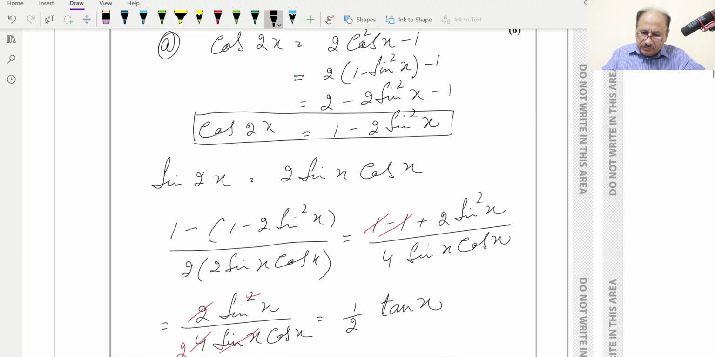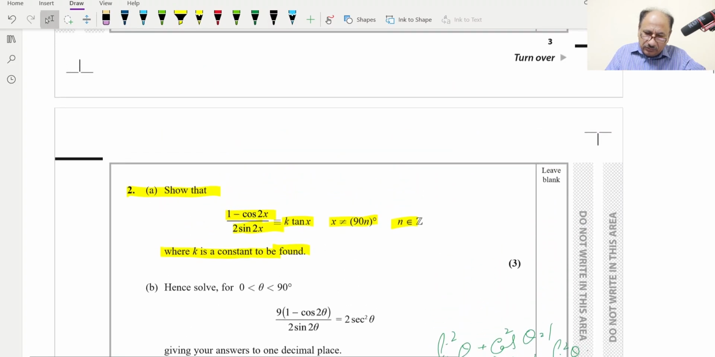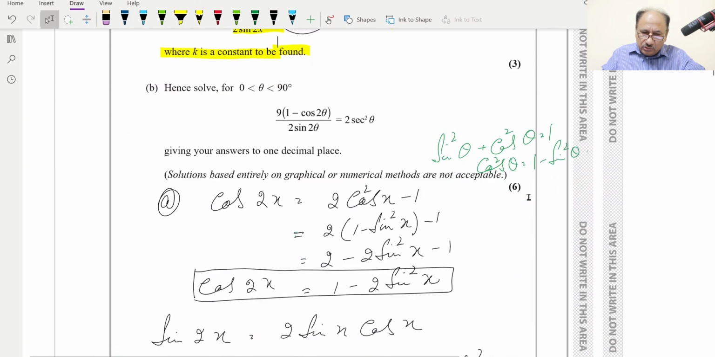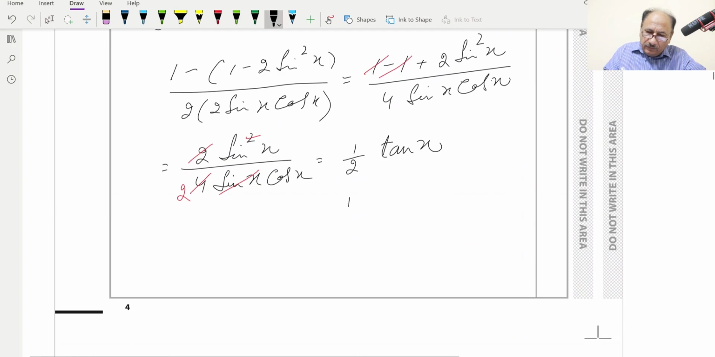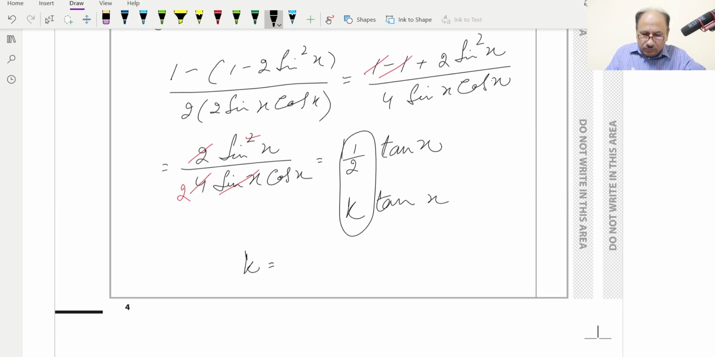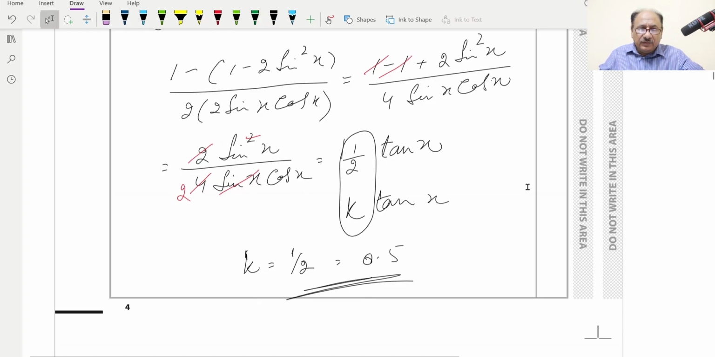They are saying this is equal to k tan x. So k tan x means k tan x, so it means k is equal to 1 by 2. By comparing, we can write k is equal to 1 over 2, or we can write 0.5. This will be our answer for this part.